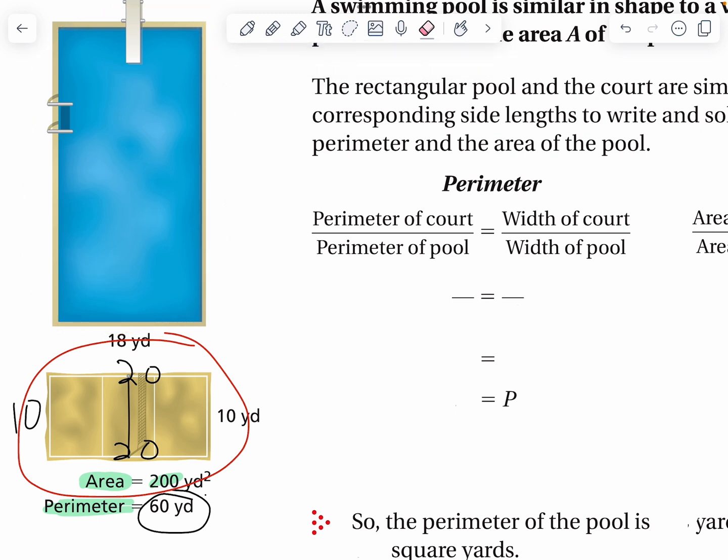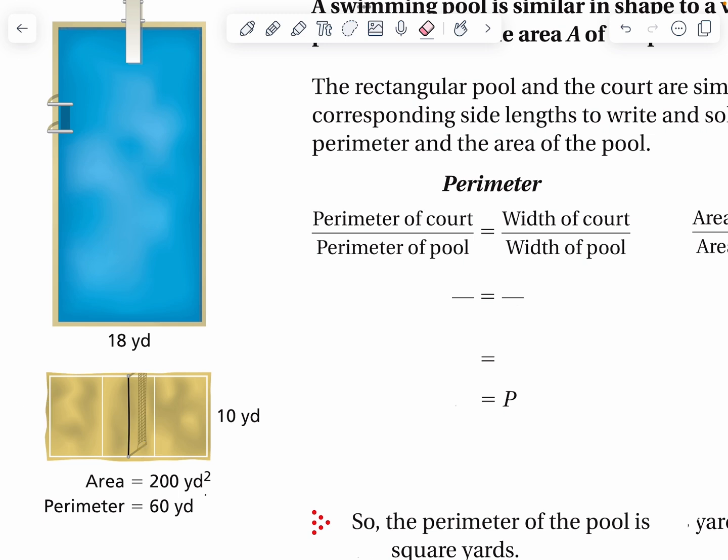Well, what's the width of the court and the width of the pool? I don't understand, Mr. Sampson. Let me show you. The width of the court is right here. It's the 10 yards. And the width of the pool is 18 yards. That's this right here. Does that make sense? So we can use those numbers. So the width of the court is 10, and the width of the pool should be 18.